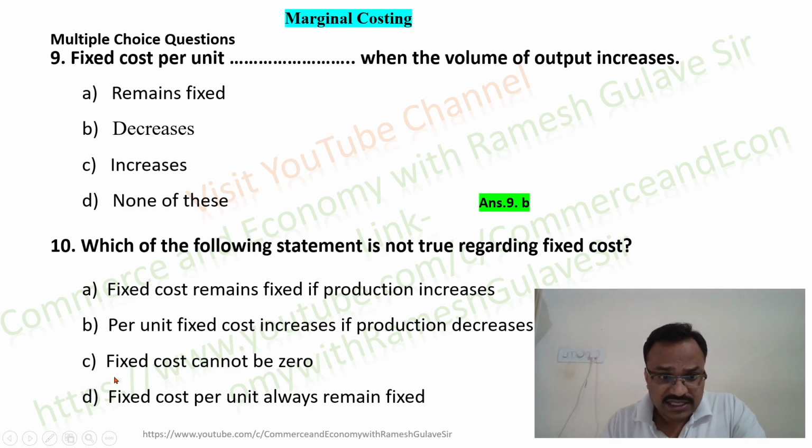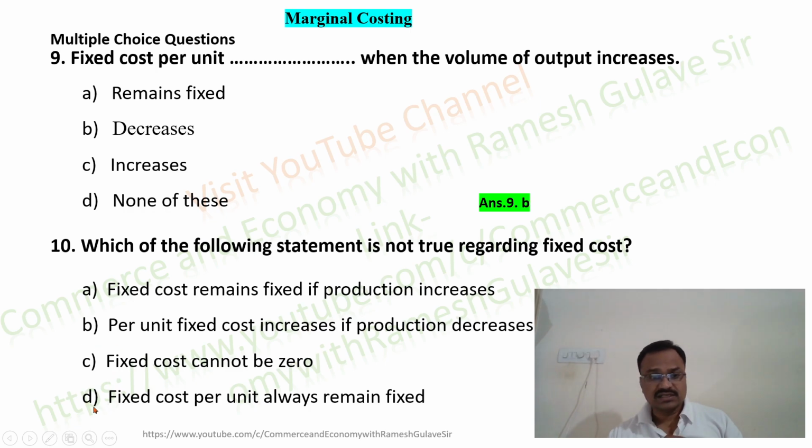I would like to tell you examples of fixed cost, like factory insurance, then depreciation on plant and machinery, and salary of top level managers. So these costs remain there irrespective of volume of production, right? So fixed cost cannot be zero. This statement is also true.